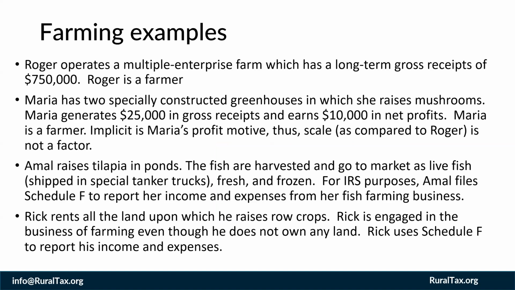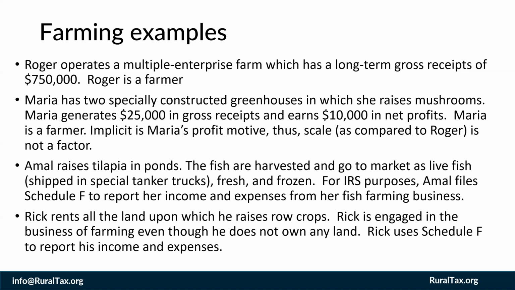We have an individual, Roger, operating a multi-enterprise farm, and he's got long-term gross receipts of about $750,000. This is generally what we would think of. We could say Roger is a farmer. Contrasted to Maria, who has two specially constructed greenhouses, and she's raising mushrooms. Maybe these are shiitake mushrooms, or maybe morels or whatever, but she's raising mushrooms in a controlled environment, and she generates, in this example, $25,000 of gross receipts, but earns $15,000 in net profits. In other words, she's spent $15,000 against the 25. Maria is still a farmer.